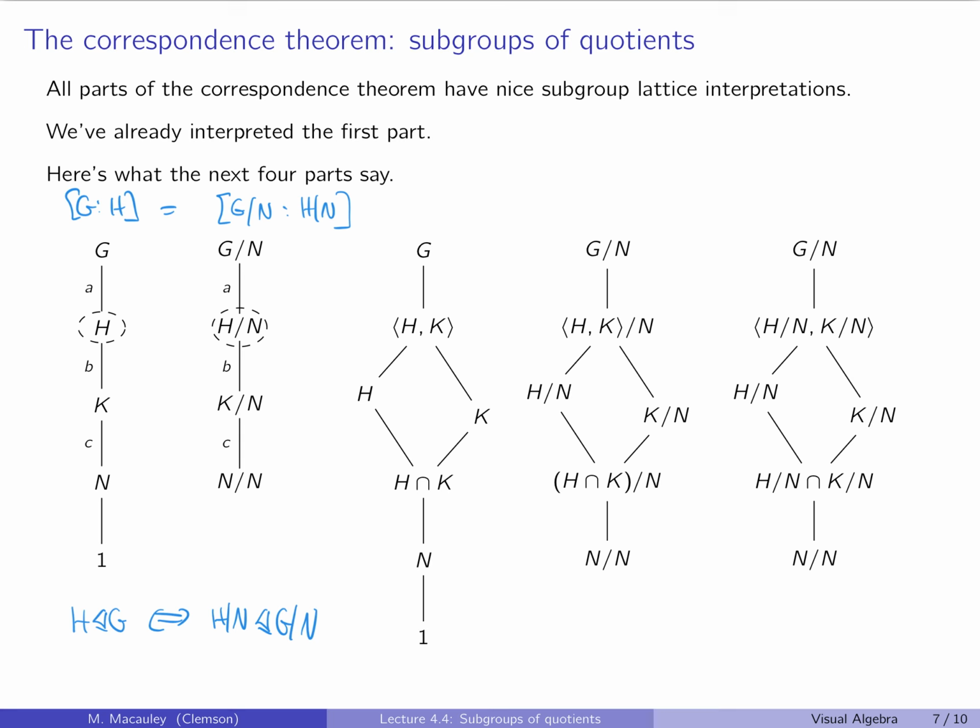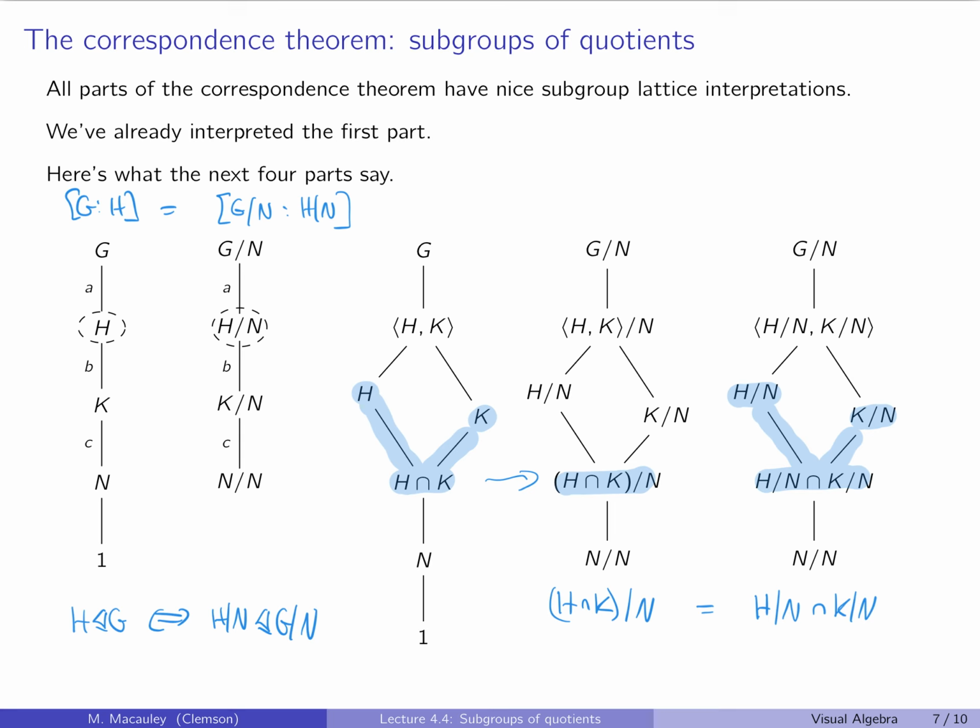The fourth part says that the intersection of two subgroups, say H mod N and K mod N, in the quotient equals the quotient of the intersection by N. In terms of the subgroup lattice, that means if you have two subgroups, H mod N and K mod N, and you take their intersection, you get the largest subgroup that is contained in both. Another way to get that is to take H and K in the original group, intersect them, and then mod out by N. Take the quotient by N, and you get the same thing.